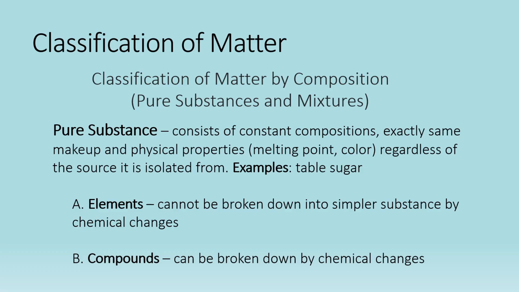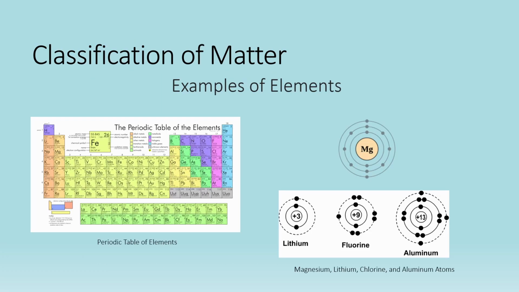And a type of pure substance are elements. Elements cannot be broken down into simpler substances by chemical changes, and compounds are another type which can be broken down by chemical changes. Some examples of elements are shown on this slide. As you can see, anything from the periodic table of elements is a pure substance and a type of element. And then, to the right, I have a few examples of elements from the periodic table: magnesium, lithium, fluorine, aluminum.